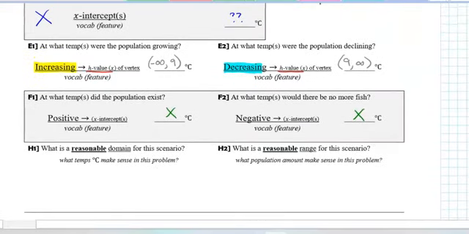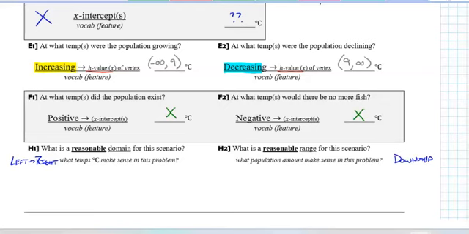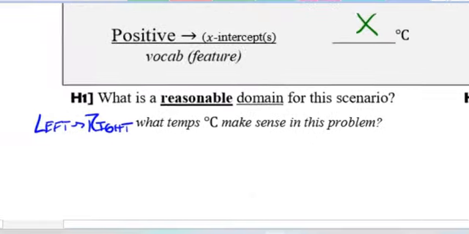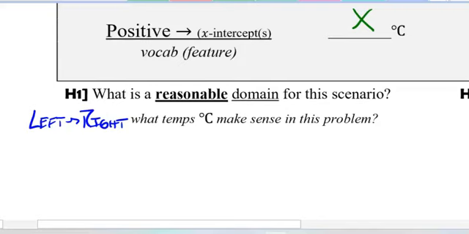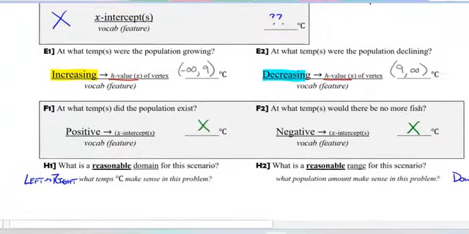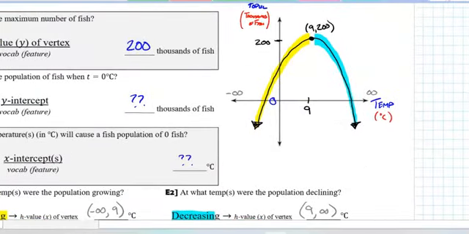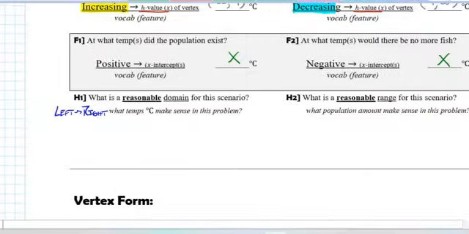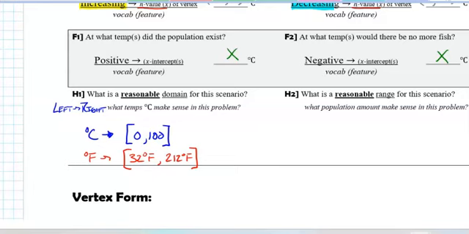But what about a reasonable domain, or a reasonable range? For domain, we're wondering how far left, how far right does the graph go? But really, what temperatures in degrees Celsius make sense in this particular problem? Well, going to negative infinity all the way to positive infinity in terms of degrees Celsius doesn't completely make sense. But maybe we go ahead and look at this from 0 to 100 degrees Celsius. For reference in terms of Fahrenheit, this is from 32 degrees Fahrenheit when water freezes, all the way up to 212 degrees Fahrenheit when water boils. This is considered a reasonable domain for our scenario.